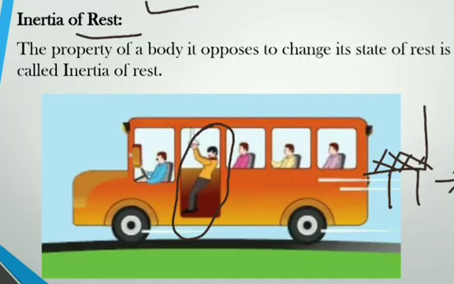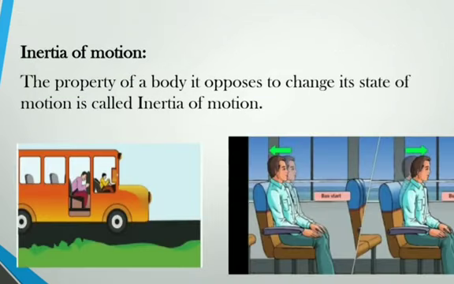Coming to the second type of inertia, it is inertia of motion. It is a property of a body. It opposes any change in its state of motion. This is known as inertia of motion.